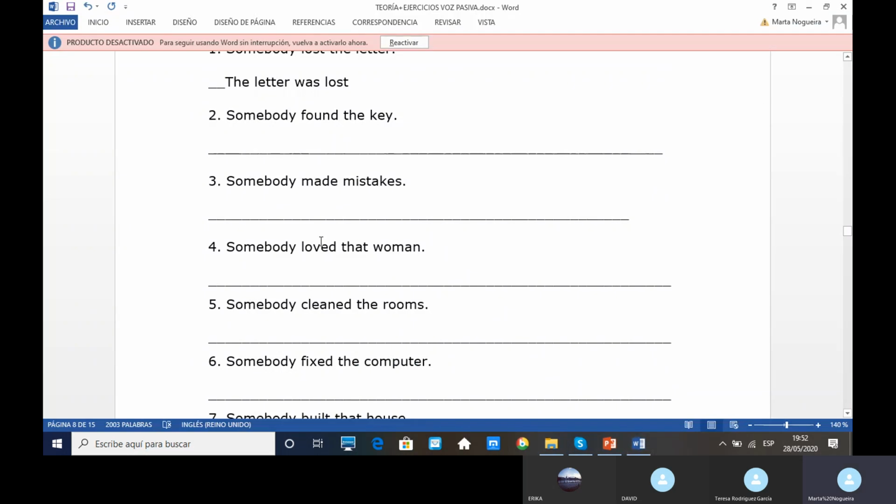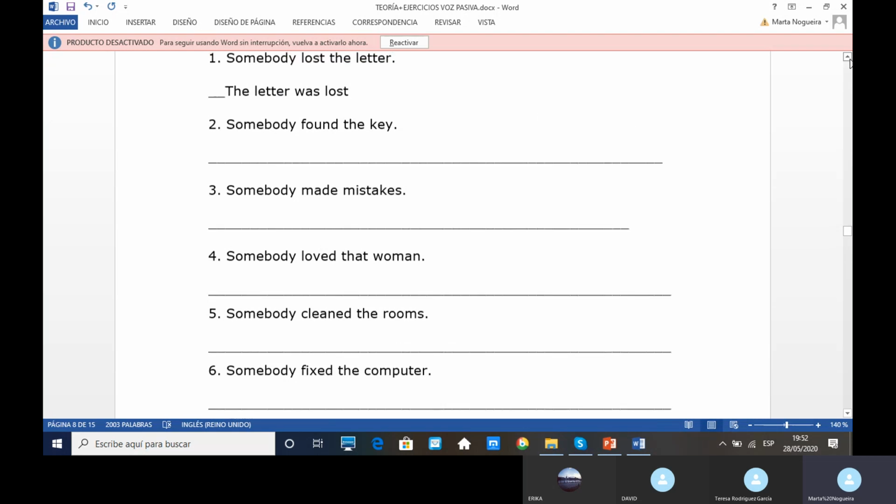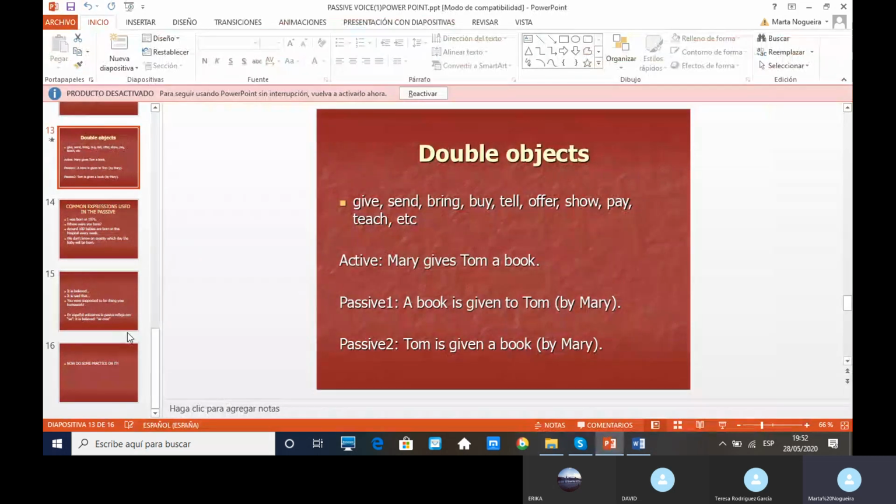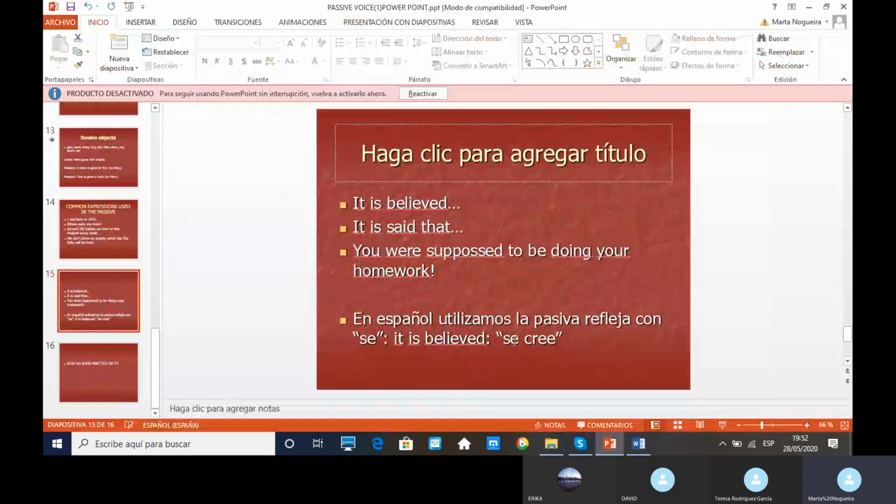Okay, let's see this one. This is in the past. Entonces, si os digo que lo conjuguéis en el pasado o en el futuro, ¿qué es lo que tiene que ir en el pasado o en el futuro? El verbo to be, okay? So you have the example, somebody lost the letter, was lost. Alguien perdió la carta, se perdió. No se traduce como fue perdida, utilizamos el se, okay? Eso está en el PowerPoint. Aquí, lo del se, ¿vale?